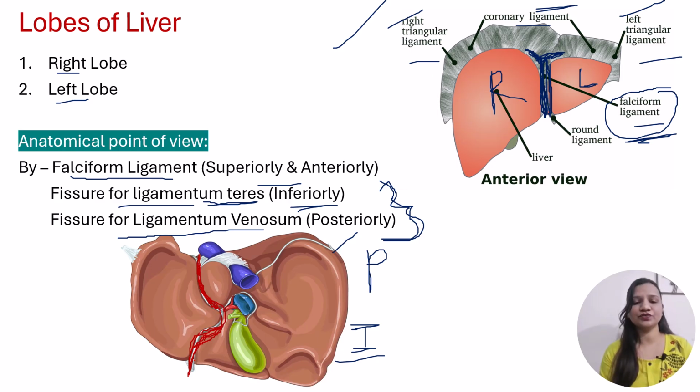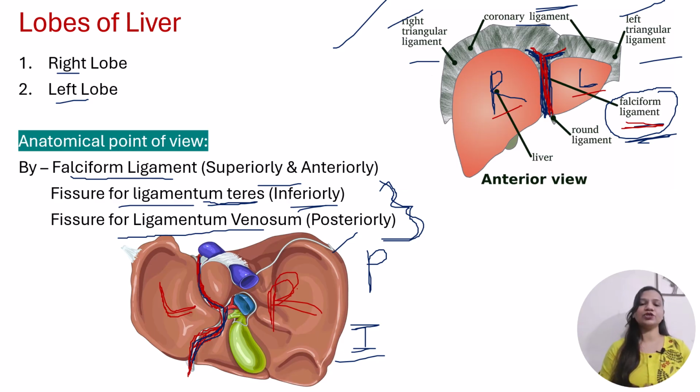So, by this division we get the left lobe of the liver here and the right lobe of the liver here. Anatomically, these three structures divide the two lobes of the liver: anteriorly the falciform ligament, which is present here on the anterior and superior surface, and posteriorly and inferiorly the fissures for these two ligaments, the fissure for ligamentum venosum and the fissure for ligamentum teres.